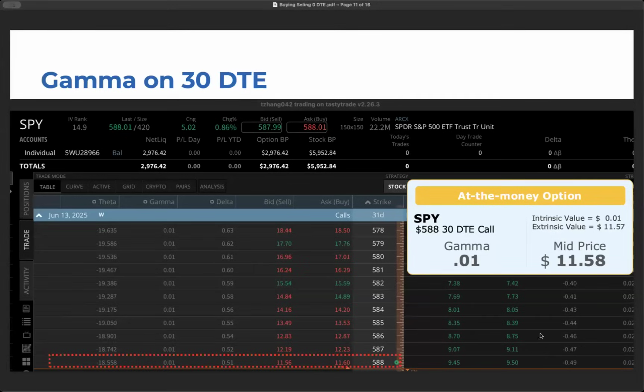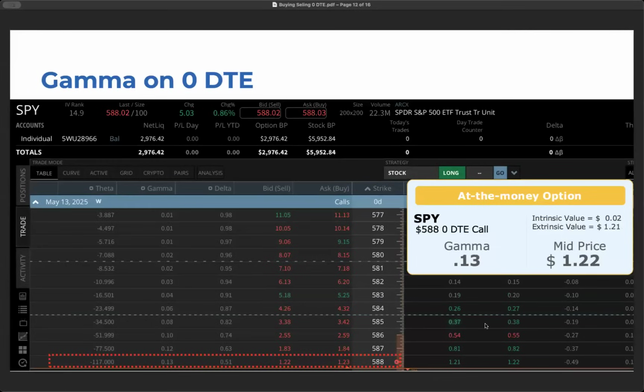Okay. So now let's take the same example and look at 0 days to expiration. Same example, stock trading at 588.02. I'm looking at buying the 0 days to expiration at the money call option. As you can see, that option costs $1.22, as we said before. The gamma here is 0.13 with the same delta of 0.51. So let's look at the same two scenarios. One person bought the 30-day at the money call option, and one person bought the 0 days to expiration at the money call option. One person paid $11.58, and one person paid $1.22 for the 0 days to expiration.